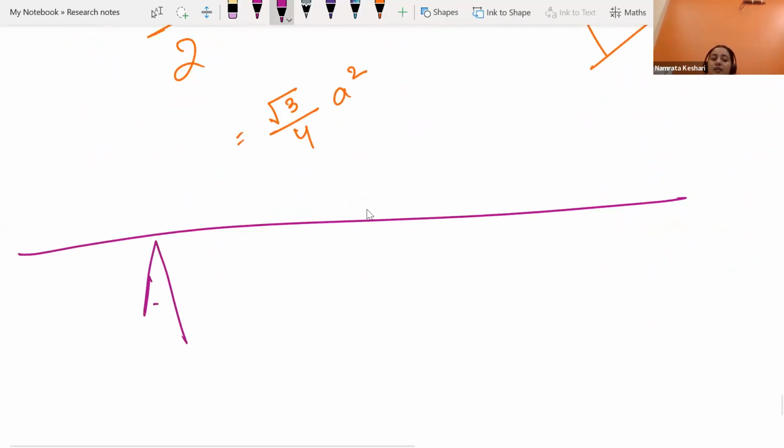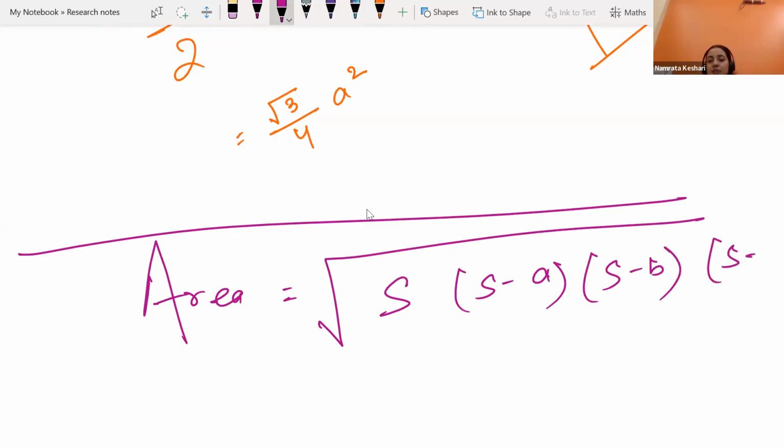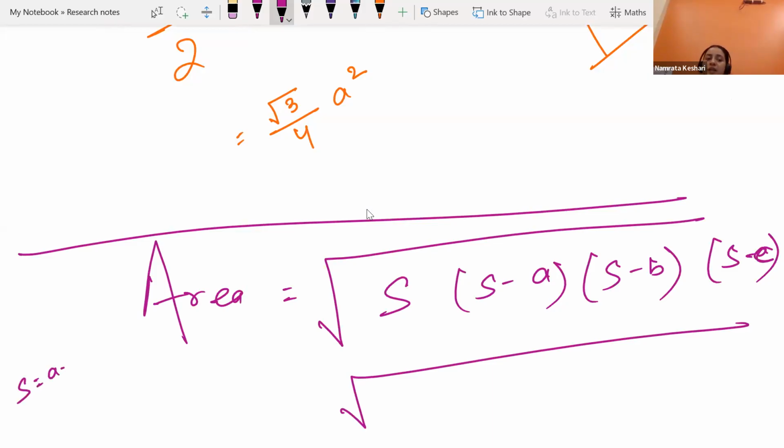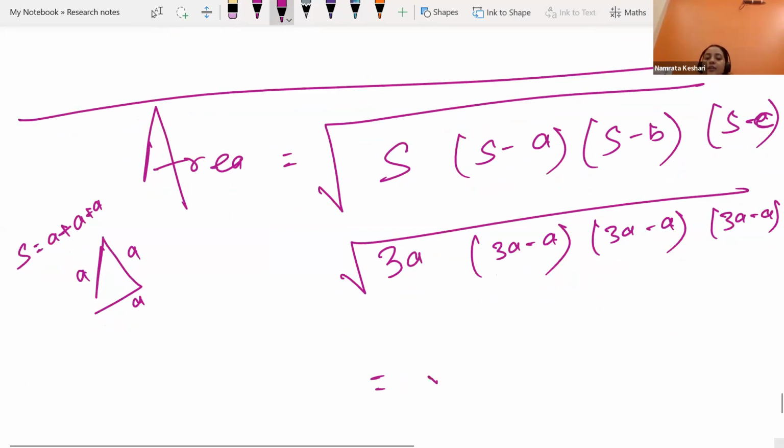When you use area by Heron's formula, that is the square root of s times (s minus a)(s minus b)(s minus c), where s is (a plus b plus c) divided by 2. For an equilateral triangle, the sides are a, a, a, so the sum is 3a. Then we have 3a minus a, again 3a minus a, again 3a minus a. Why am I writing a? Because it is equilateral. Again we are talking about the same triangle, and from here also you will get the area as root 3 by 4 a square.